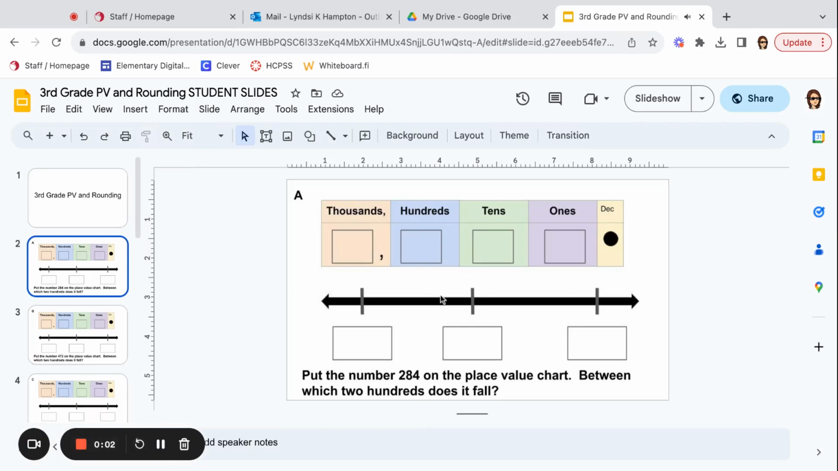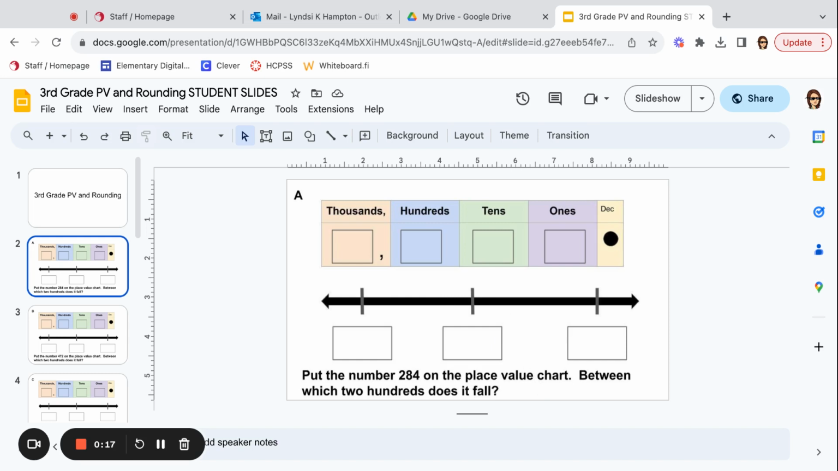This video is to show you how to use a number line and a place value chart to put a number in between the two hundreds where it falls. This is just an early way to show rounding.